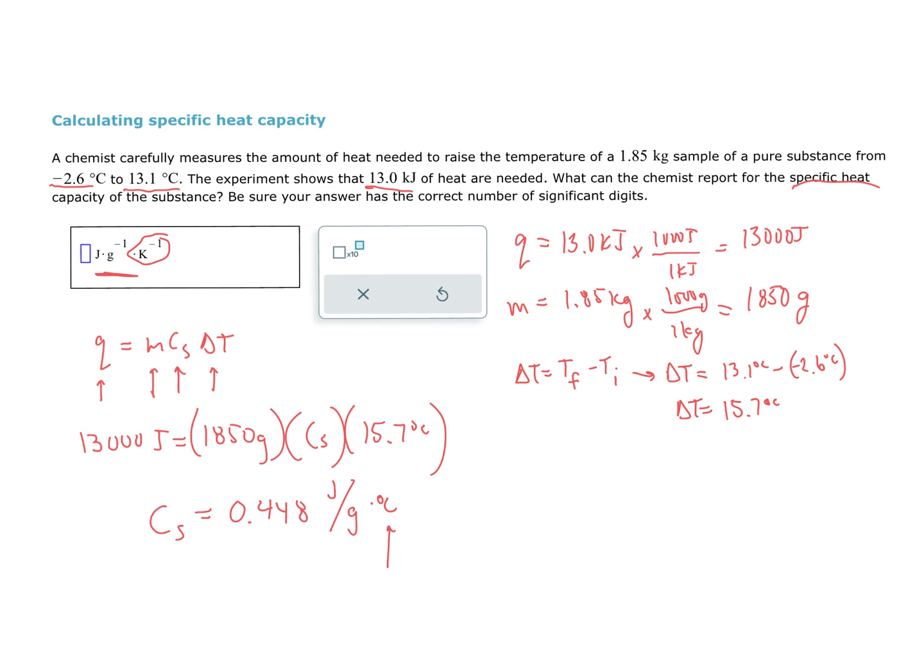I would do 3 significant figures based on everything else having 3 significant figures. And then when we do the change, that also should have 3 significant figures as well.